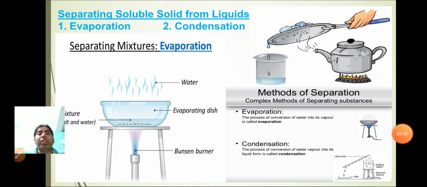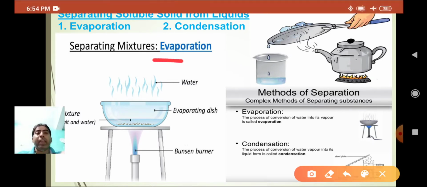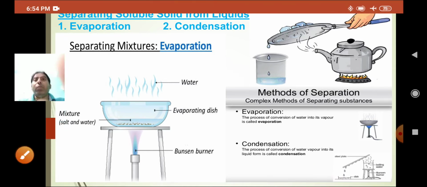Next we are reading about separating a soluble solid from a liquid or a mixture. First we will read about evaporation. What is evaporation? The process of changing liquid into its vapor on heating is called evaporation. This method is used to obtain a solid substance.